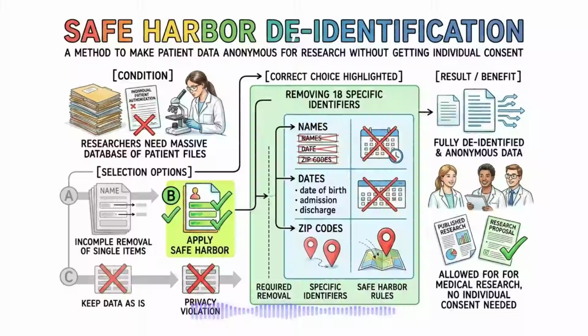De-identification of patient data is a critical concept when dealing with medical research. If researchers want to use a massive database of patient files without getting individual patient authorization, that data must be fully de-identified first. The exam will test your knowledge of the safe harbor method, which requires removing 18 specific identifiers, such as names, dates, and zip codes, to render the data completely anonymous.